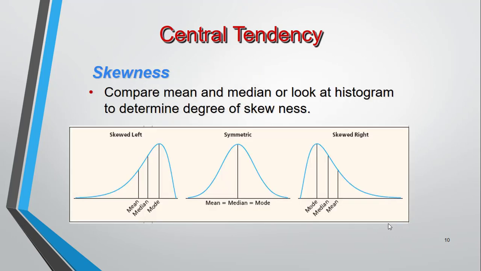Another thing is skewness. You can compare the mean and median, or look at the histogram to determine the degree of skewness. For data that is skewed left, there's a longer tail on the left. This one has a longer tail on the left, so it's skewed left.